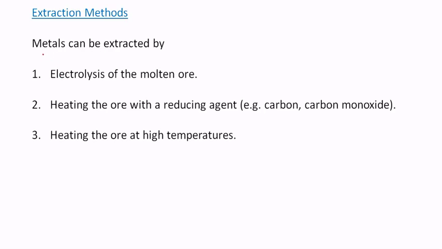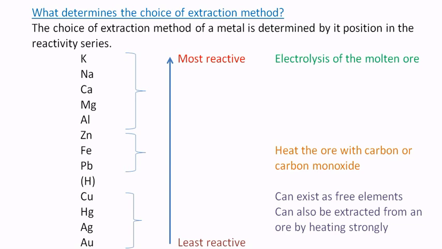Now, metals can be extracted by electrolysis of the molten ore. It can be extracted by heating the ore with a reducing agent, for example, carbon or carbon monoxide. Or it can be extracted by heating the ore at high temperatures. Now, what determines the choice of extraction method?